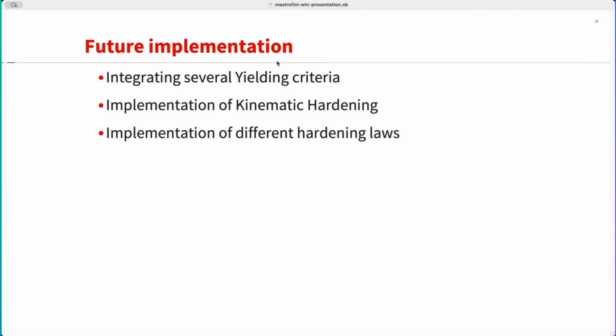Yes, I will update the notebook as soon as possible, and yes, we are also working to implement several different criteria. So yes, also the more common yield criteria. I'm not able now to say when this will be available, but we are working to implement different criteria.